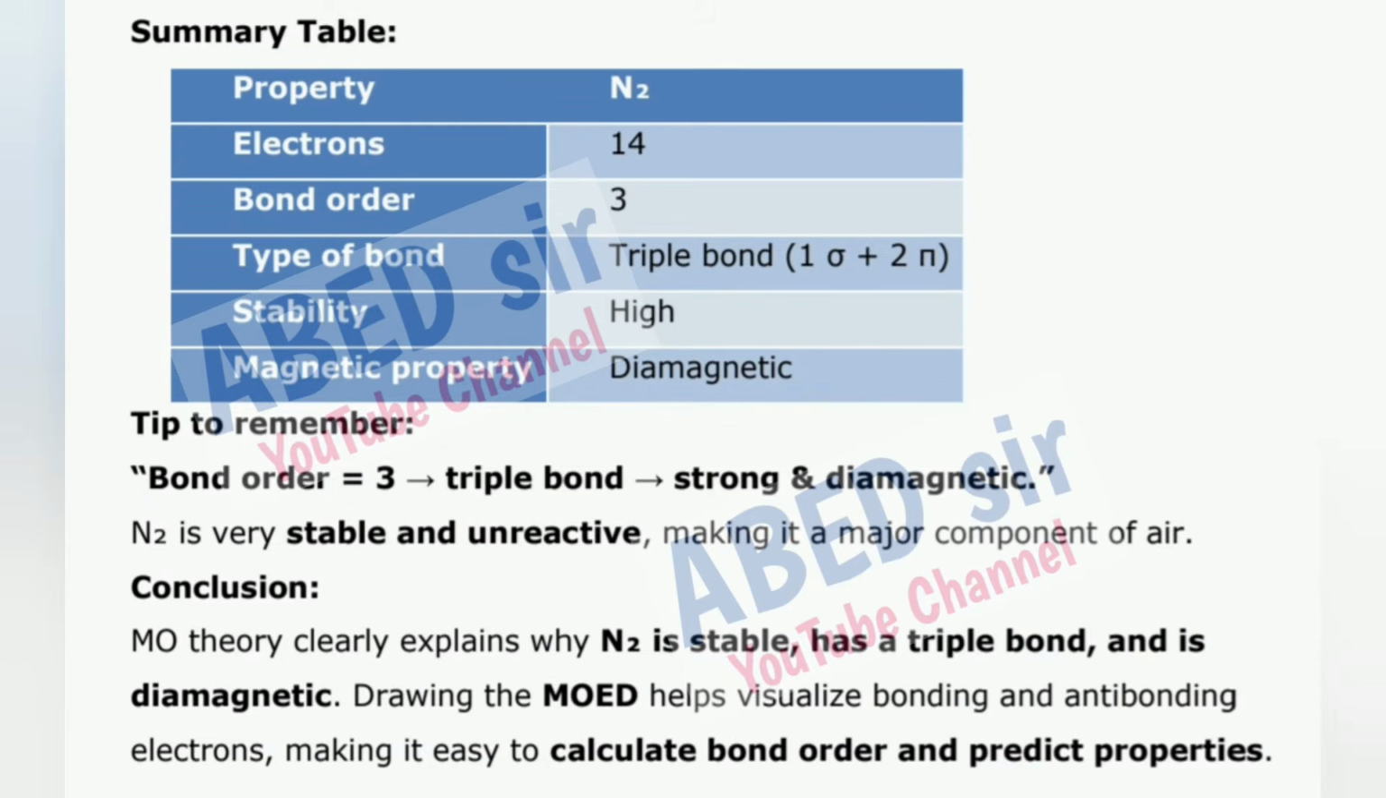N2 is very stable and unreactive, making it a major component of air. Conclusion: MO theory clearly explains why N2 is stable, has a triple bond, and is diamagnetic. Drawing the MO diagram helps visualize bonding and antibonding electrons, making it easy to calculate bond order and predict properties.